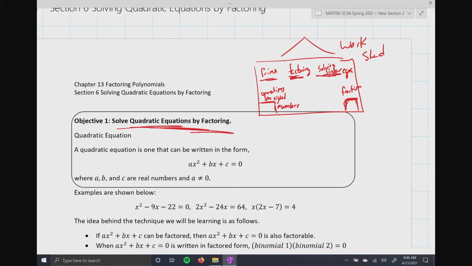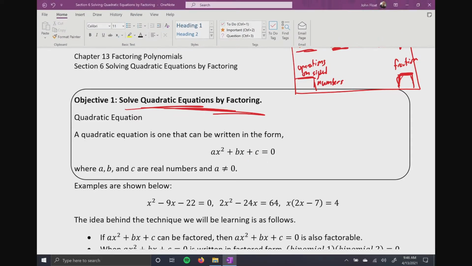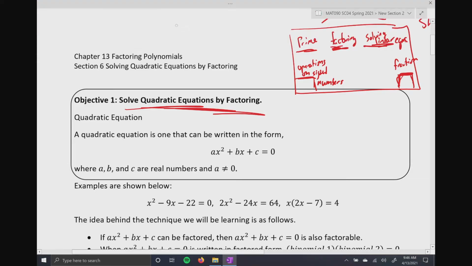So a quadratic equation can be written in the form ax squared plus bx plus c equals 0. Remember, for an equation, you got to have an equal sign. And what we're going to do is set it equal to 0. Now, a, b, and c are going to be real numbers, so they can be any number you want. A is not allowed to equal 0, however.